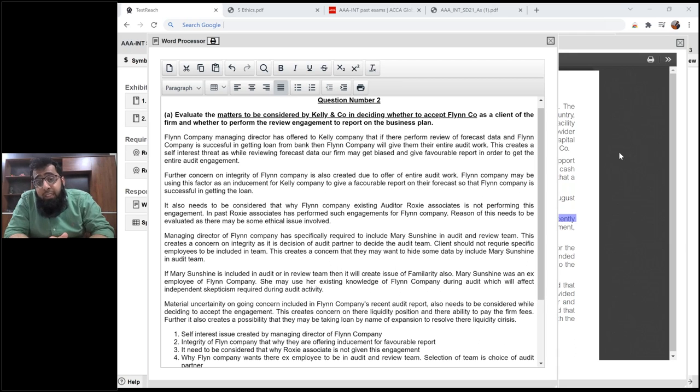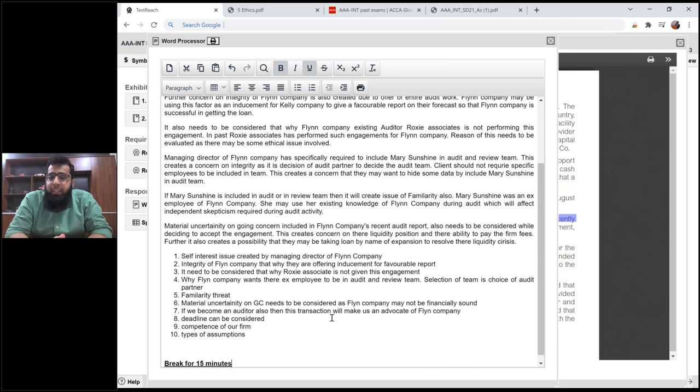Now, one student has asked a question: sir, what if we are not able to develop 10 points? Then one small advice for you. We pass at 50 marks. We don't pass at 100 marks. So don't waste time for perfection. Now, this is very important. Save your time. Your time management is very important. Rather than wasting time thinking for 10 points, it is much better to save time and move forward.